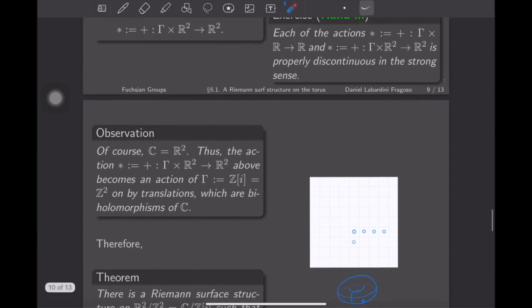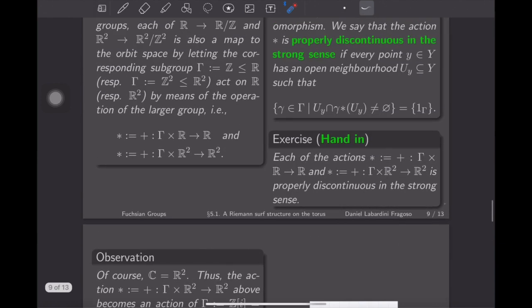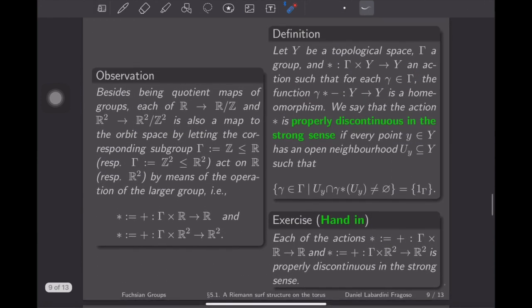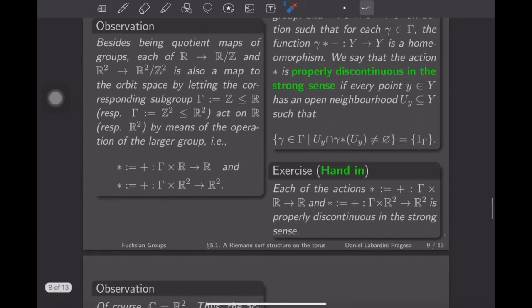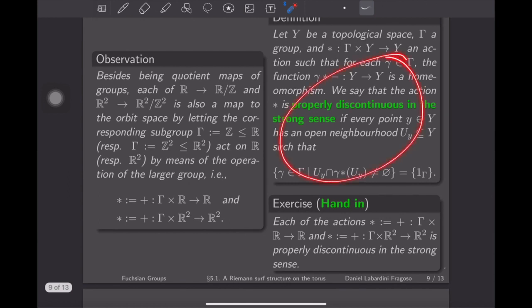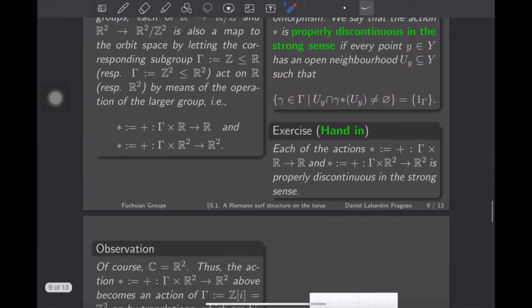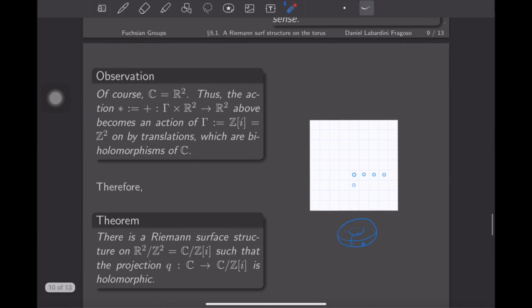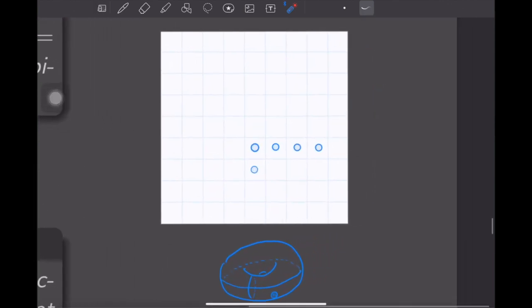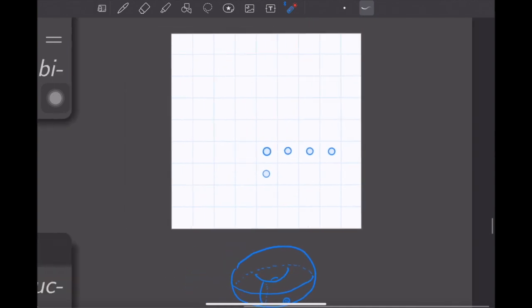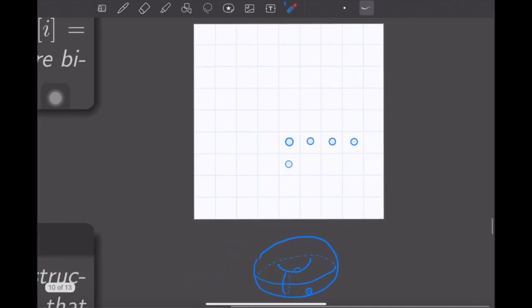Okay, so that is what makes our maps covering maps. And now I want you to see the following. Let's move here to the picture we saw before.